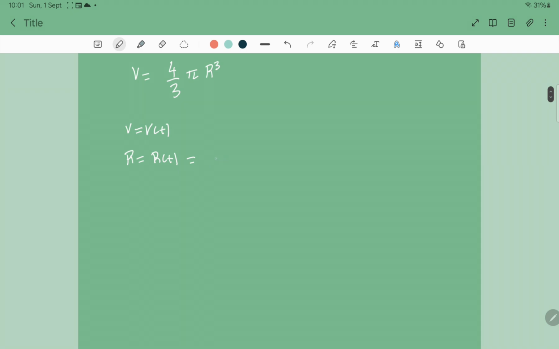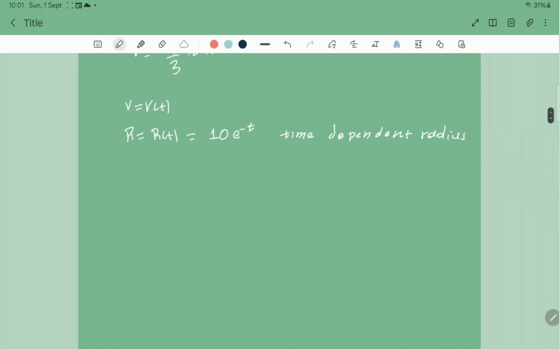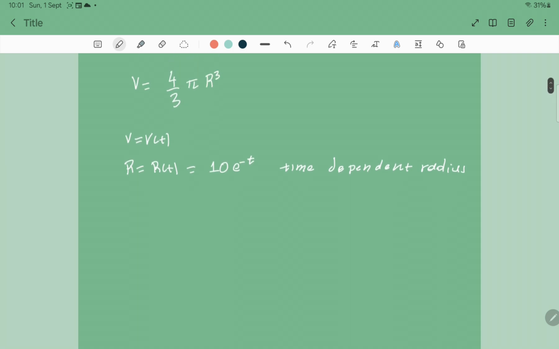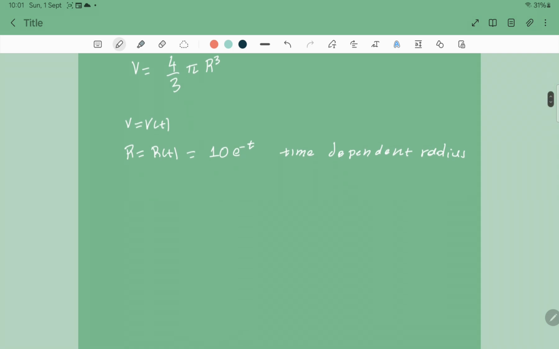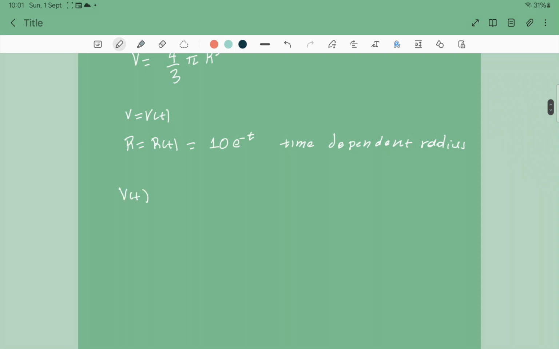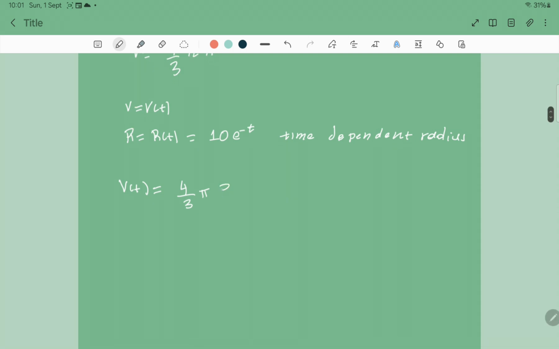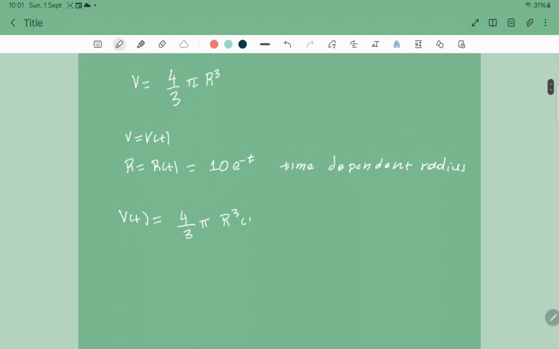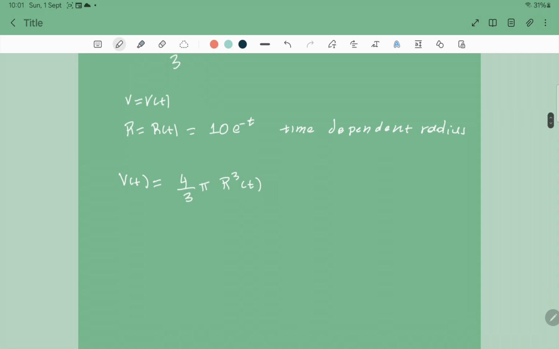And we will pick the radius to be 10 times e to the minus t. This is a time-dependent radius, so if the radius is time-dependent, also the volume of the sphere is time-dependent. So instead I write that V(t) equals this quantity here times r to the power of 3 of t, where r(t) is this function.